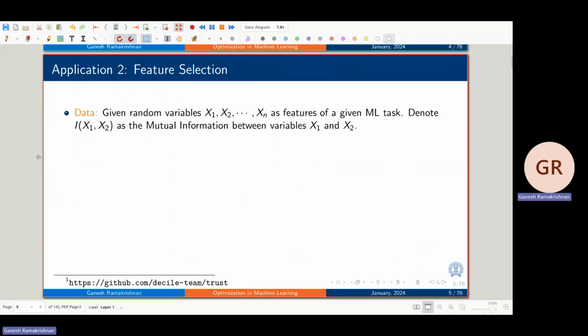A second example of a discrete optimization problem is feature selection. You're given variables x1, x2, ..., xn, and you're given a class variable y. What you want to do is find a subset of features which are representative of the class. I(x1, x2) is the mutual information between the variables, which I can define.